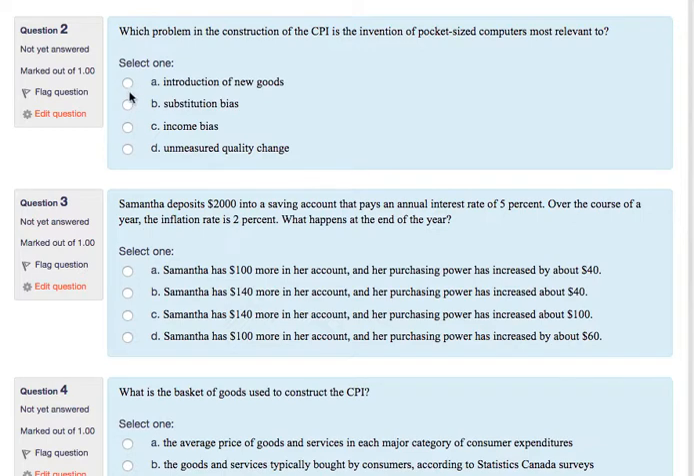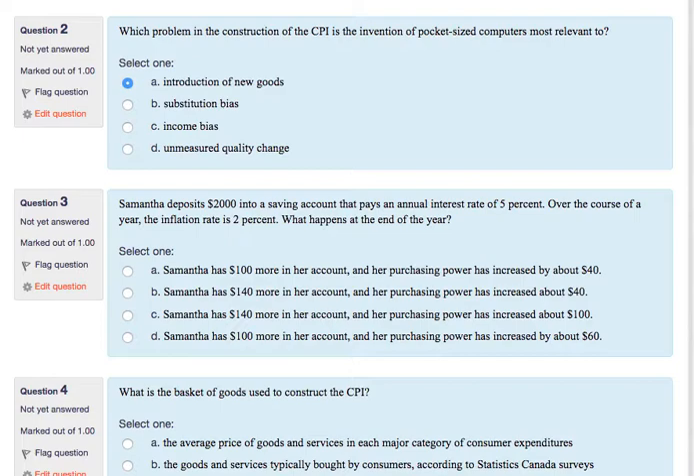So an invention relates to the introduction of new goods. If we think about something that was not available when the basket used to calculate the CPI was constructed, and it's introduced a few years later, well, it can't be included for those years that it wasn't there, so that basket of goods would not take that specific good into account. It will be able to when we have a sufficient number of years of that good being available.